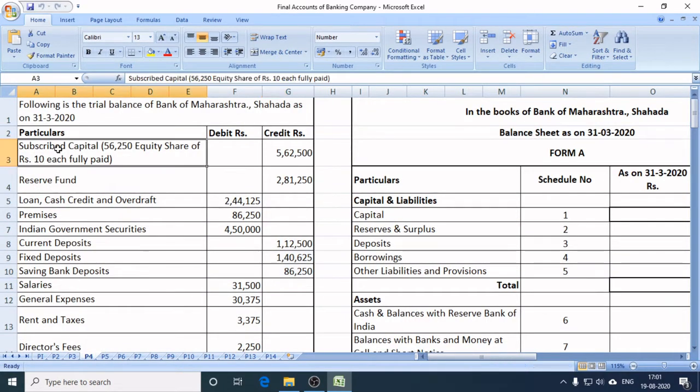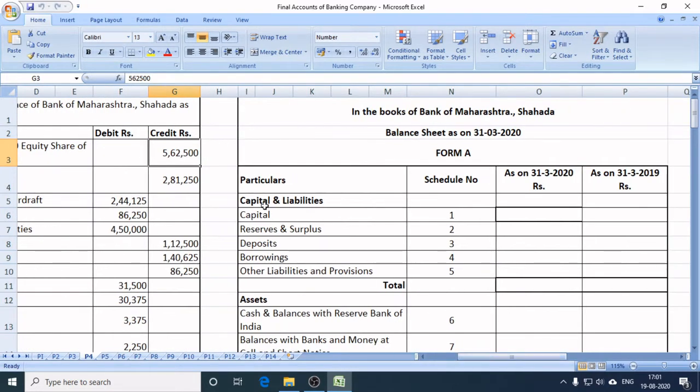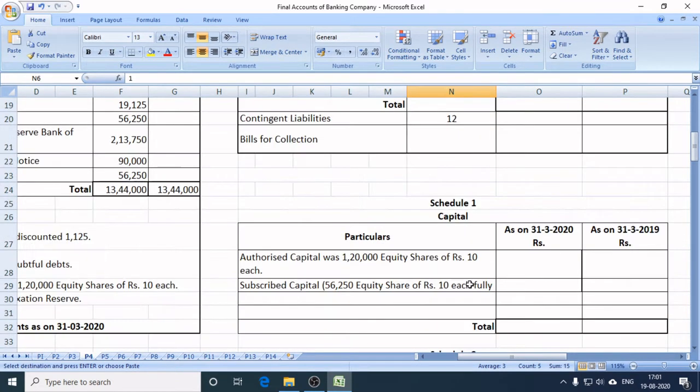Now let's begin with the solution. Point number 1 is subscribed capital. See, it has a credit balance. Being a capital, you know that it is a liability. Now here we have 5 schedules, but out of these 5 schedules, the ideal schedule for mentioning capital is schedule number 1, capital.